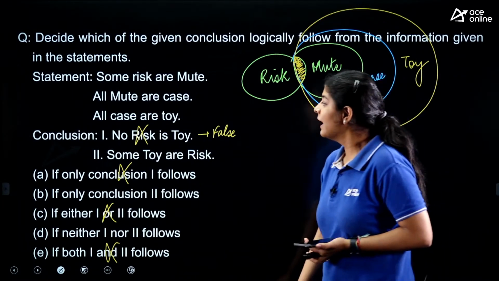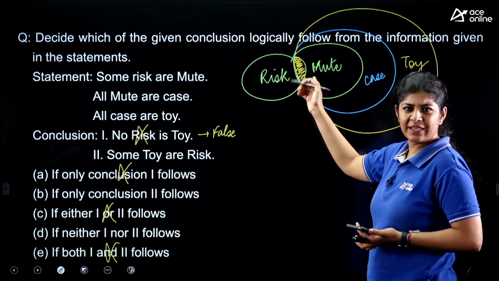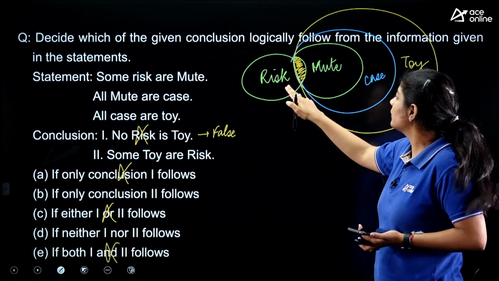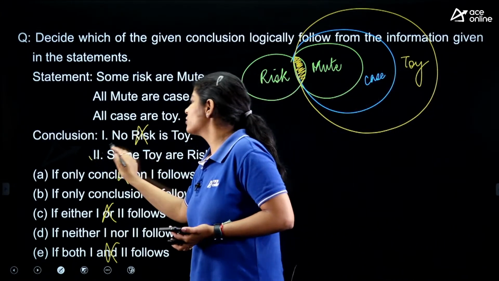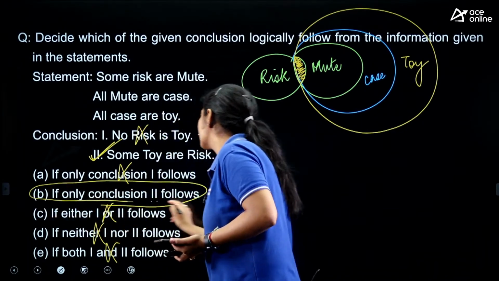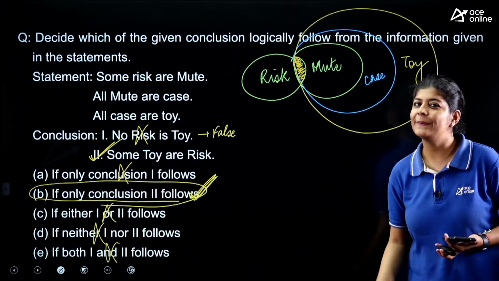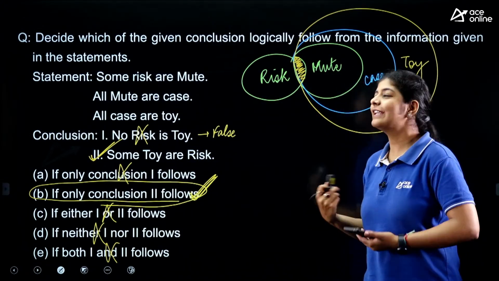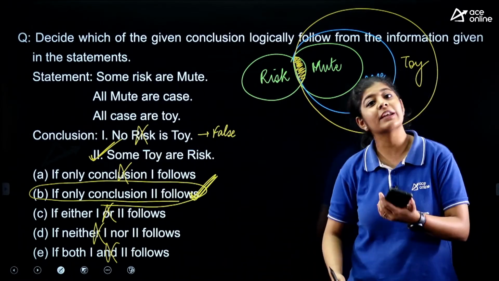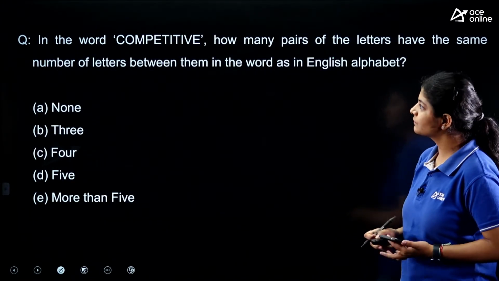Okay, let's see. Now, some toy are risk. Can we say that? Yes, we can easily see that there is some mutual part between risk and toy. So this one is true. If this one is true, that means this option is also eliminated and the correct answer over here is option B. It's quite easy, right? If we can draw our basic diagram, then we can easily check whatever conclusions we are having. Is it clear? Okay, next one.